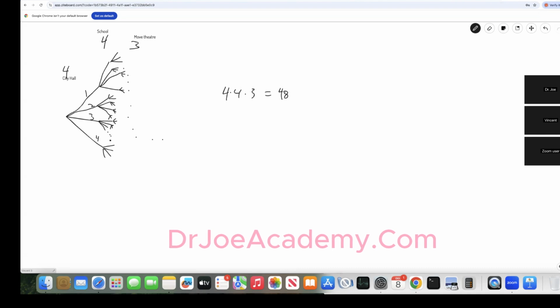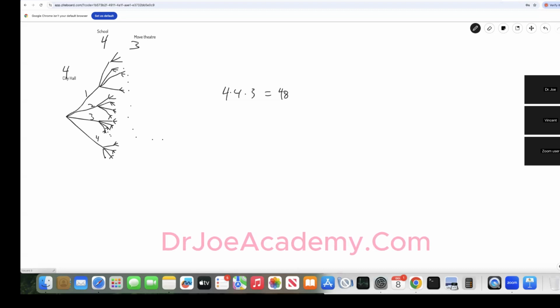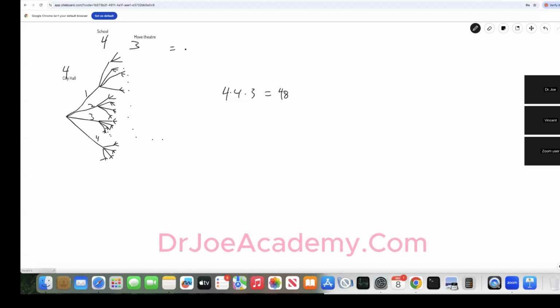So you see all these little branches? That's the three of them, because there are three regions left. So that's 48 leaves.